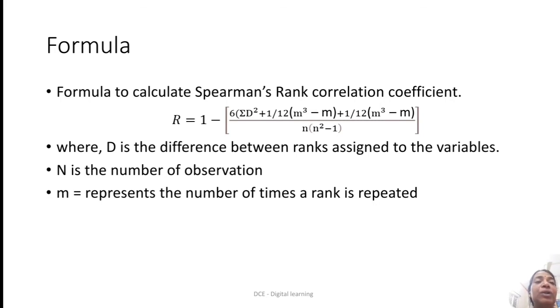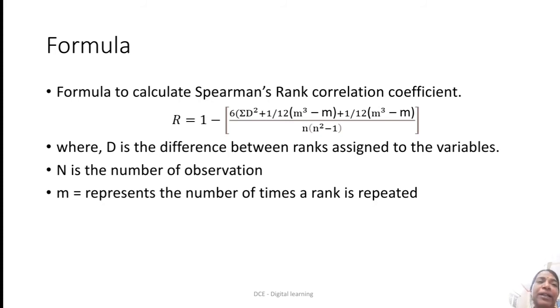So r is equal to 1 minus 6 into, you should open the bracket and write, summation d square plus 1 by 12 into m cube minus m plus 1 by 12 into m cube minus m, and this goes on continuing till where the number is repeated. It will not stop here. It will continue. Then divided by n into n square minus 1.